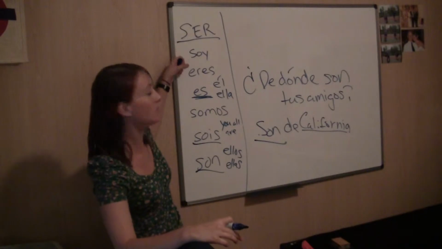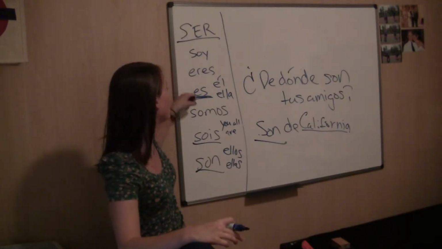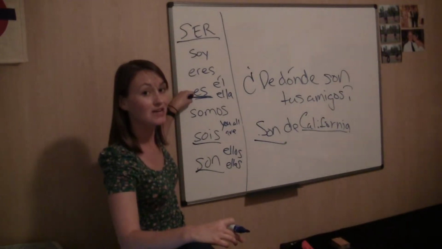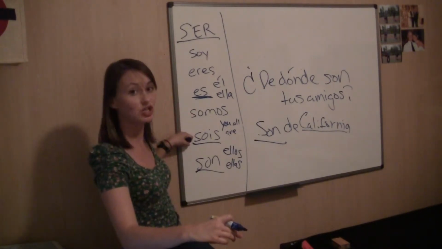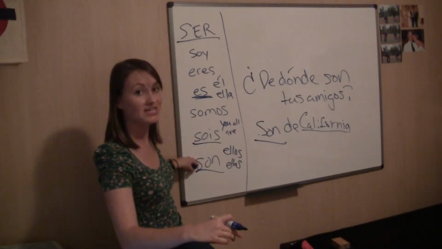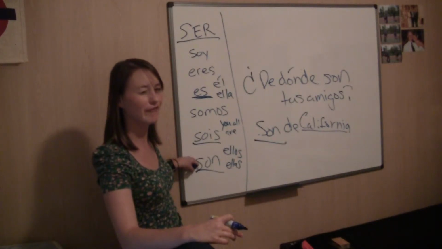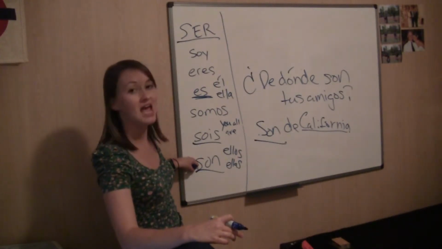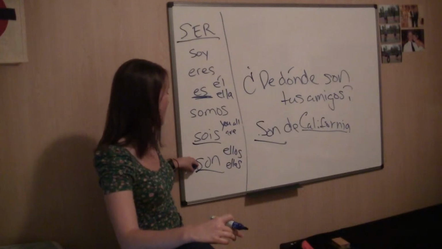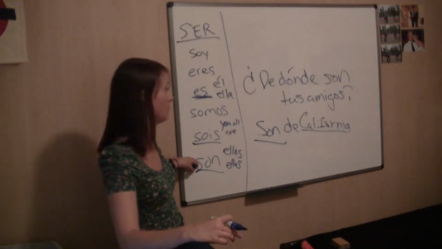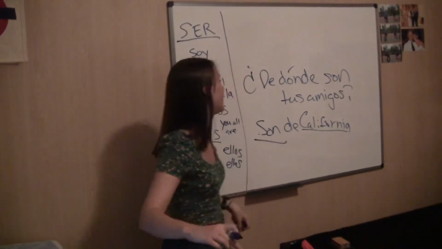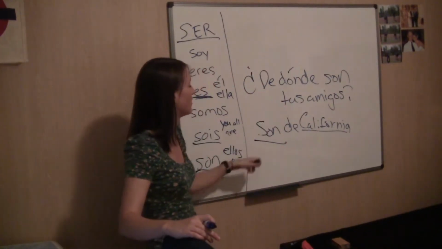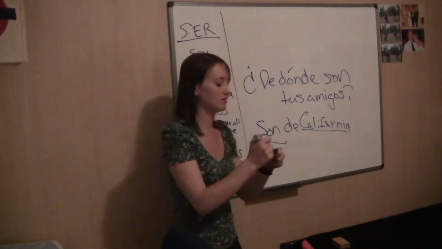Soy is I am. Eres is you are, right? Es is he, she, or it is. Somos is we are. Sois is you all are. And son is ustedes son, which is that formal we talked about a little bit. Ellos son, they are, right? Or ellas son, they are from. Okay? Son de California. They are from California. Where are your friends from? They're from California. Okay?